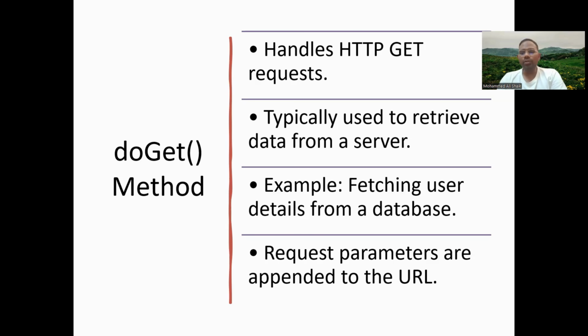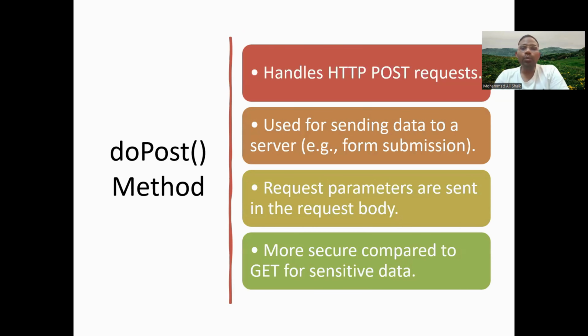The next one is the post method. The doPost method handles HTTP post requests. It is used for sending data to a server. For example, whenever a form is submitted, the data is transmitted either in the form of the get method or in the form of the post method. The request parameters are sent in the request body. It is more secure compared to get for sensitive data.